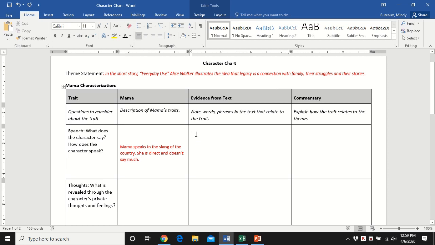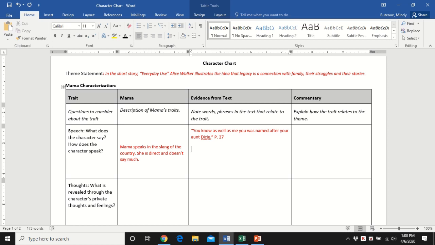The next thing we need to do is find evidence from the text. So it says note words and phrases in the text that relate to the trait. So now I'm going to look through and see where I can prove that Mama speaks in slang. And if you go to paragraph 27, she says, "You know as well as me you was named after your Aunt Deesy." That is one example of Mama speaking with a country twang. "You know as well as me." Oh, let's put that in quotations. "You know as well as me, you was named." So you see she has some grammar issues here. And then let's put what paragraph that's on so that we can come back to it later.